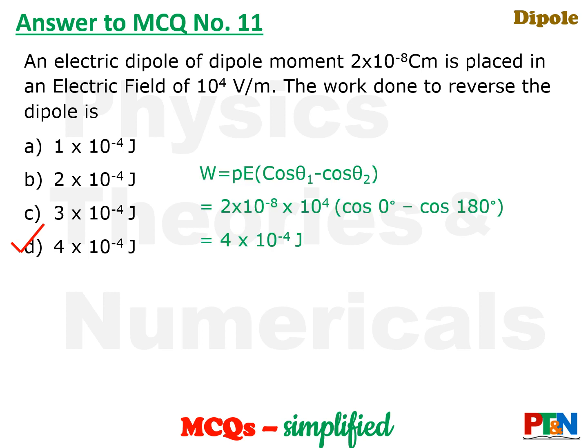Let's understand. Simple formula. Work done is equal to pE into cos theta 1 minus cos theta 2. Now to reverse the dipole, theta will change from 0 degree to 180 degree. Put the values, get your answer, easy. So it's option D.